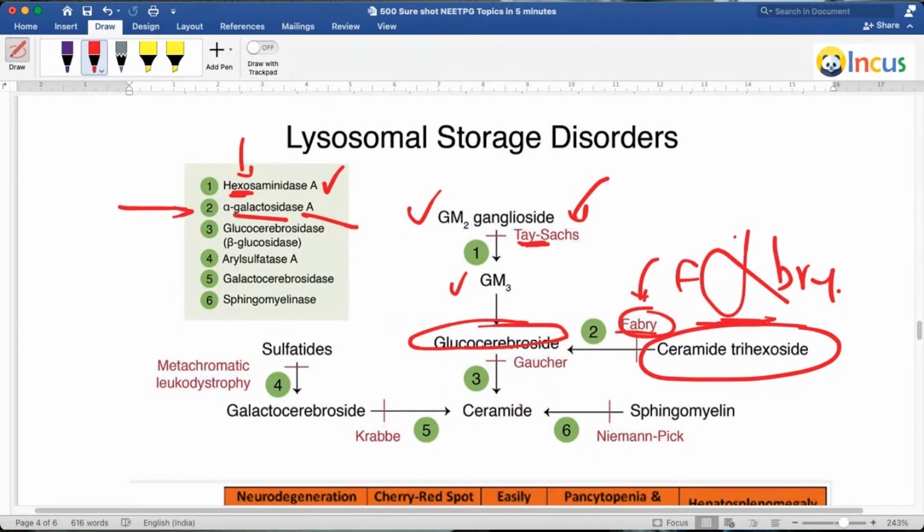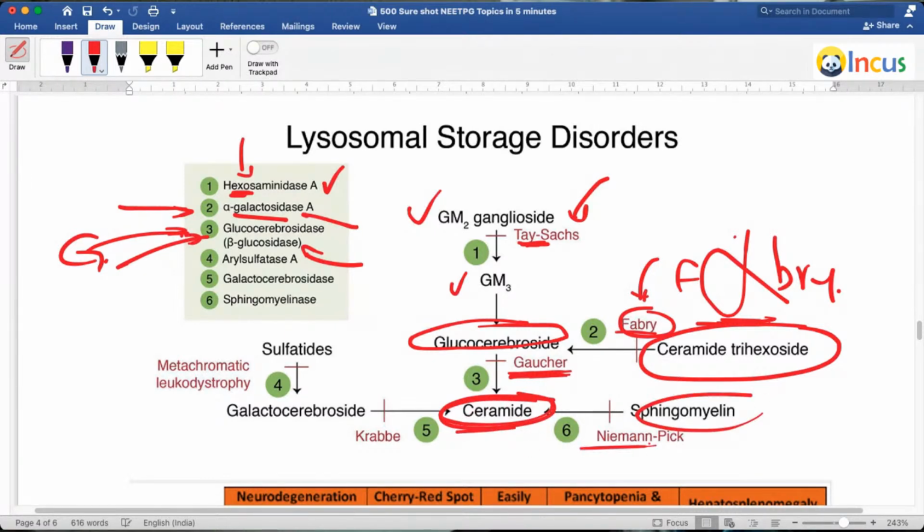Now, glucocerebroside becomes ceramide. For that, you require glucocerebrosidase. Easy to remember. It is also called beta glucosidase. Difficult to remember. But still, glucocerebrosidase is the one leading to Gaucher. So you can remember G is Gaucher, G is glucocerebrosidase leading to ceramide formation. Then sphingomyelin can become ceramide, for which you require sphingomyelinase, which is basically Niemann-Pick.